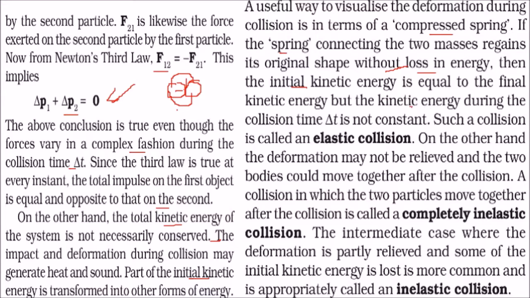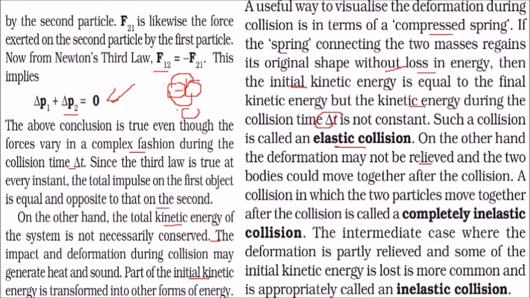But the kinetic energy during the collision, at delta t time, is not constant. That is why we call it an elastic collision, right? This type of collision is an elastic collision. What is then an inelastic or other collision? See, the deformation may not be relieved and the two bodies could move together after the collision.